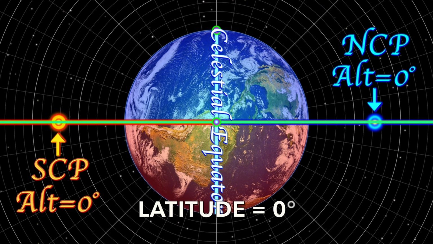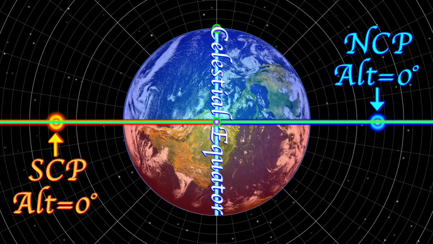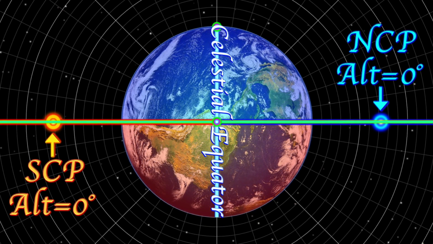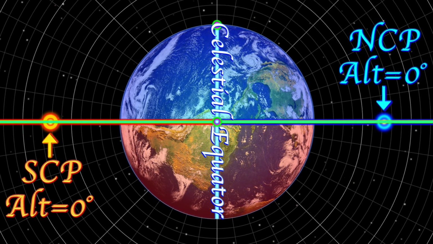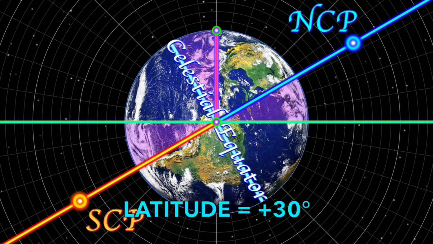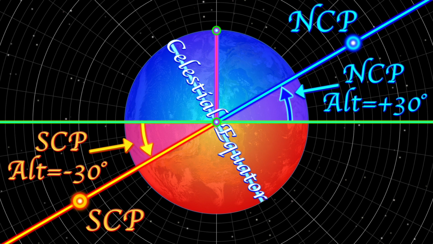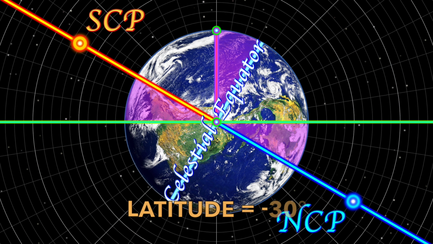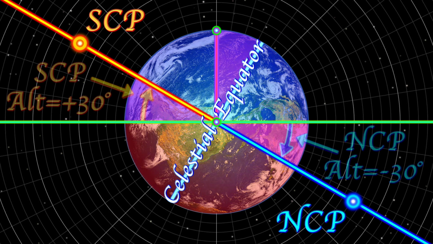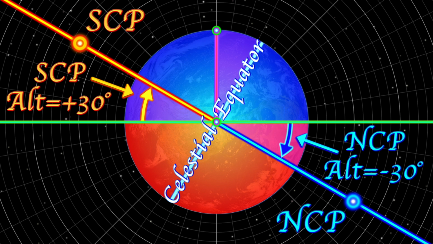For instance, if we are located along the terrestrial equator, then the celestial equator will be directly above our heads spanning east to west, with the celestial poles located directly on the horizon. If we are located at a latitude of 30 degrees north, then the celestial equator will be tilted 30 degrees to the south, with the north celestial pole having an altitude of 30 degrees and the south celestial pole having an altitude of negative 30 degrees. If we were instead located at a latitude of 30 degrees south, then the opposite rotation would occur. The equator would be tilted 30 degrees to the north, the south celestial pole would have an altitude of 30 degrees, and the north celestial pole would have an altitude of negative 30 degrees.